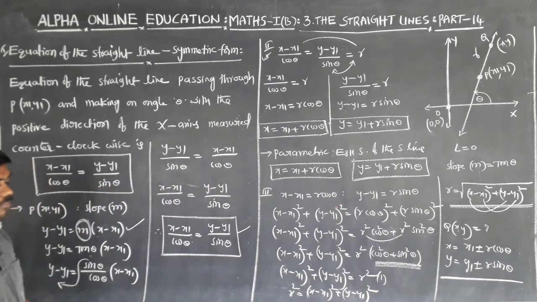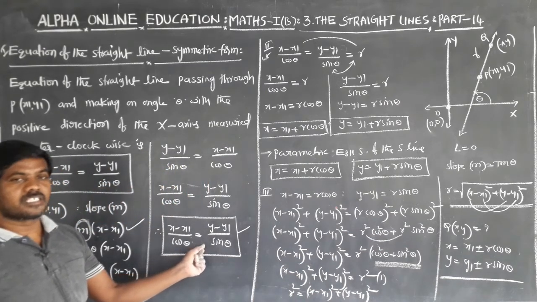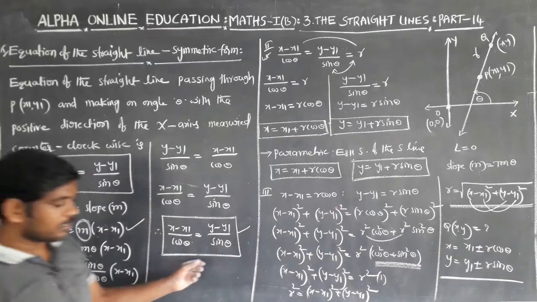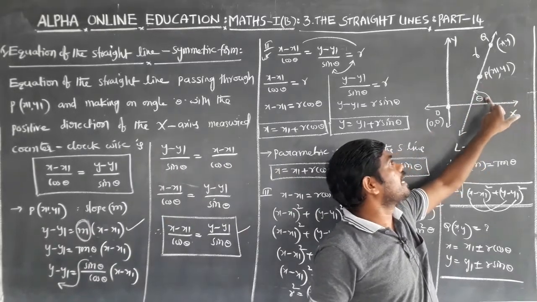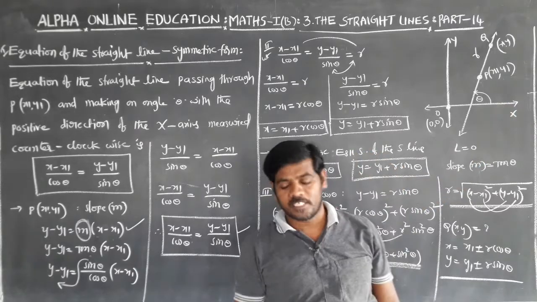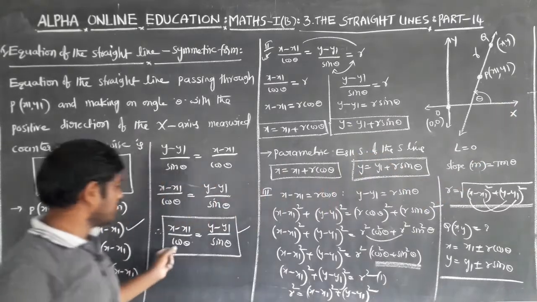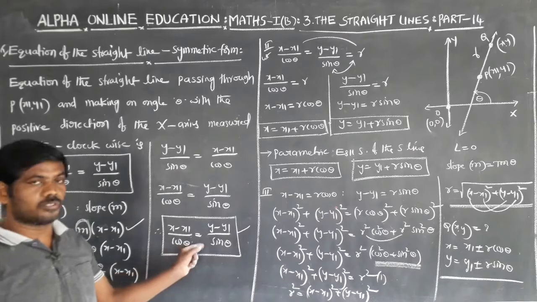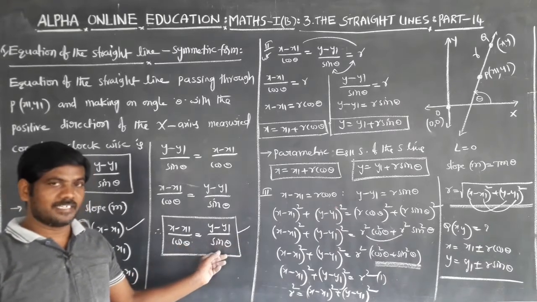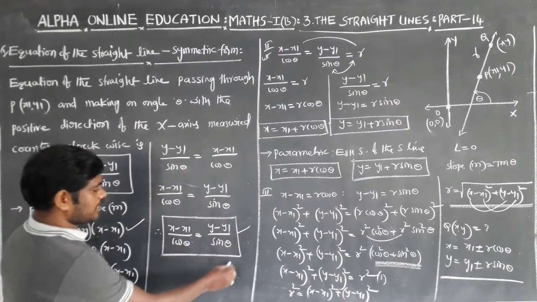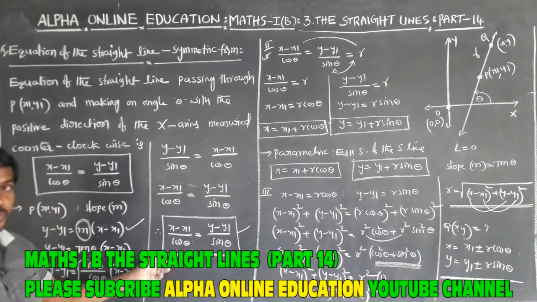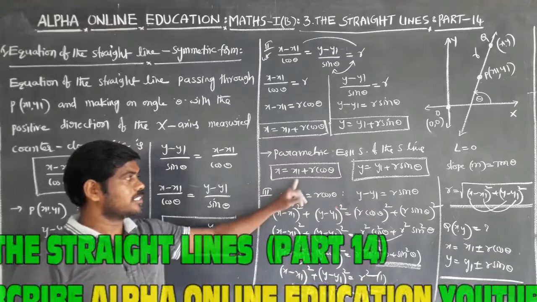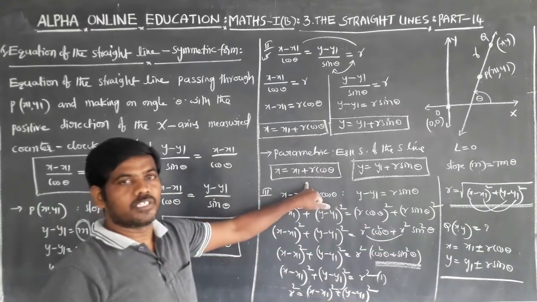Next one, equation of the straight line in symmetric form. The line passing through the point P (x1, y1) and making an angle theta with the positive x-axis is (x minus x1) by cos theta is equal to (y minus y1) by sin theta. This is the equation of the straight line in symmetric form. Symmetric form proof.